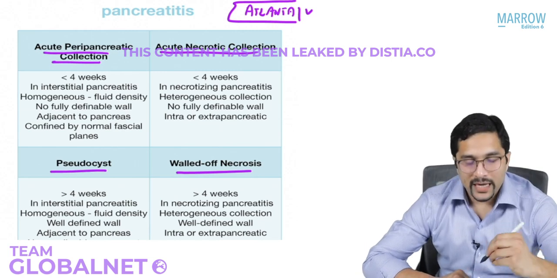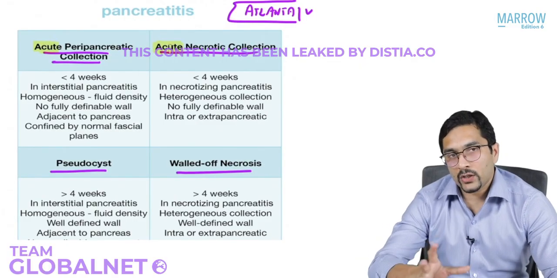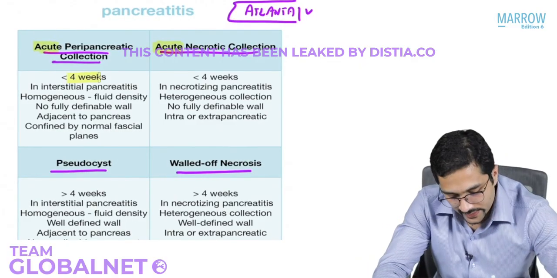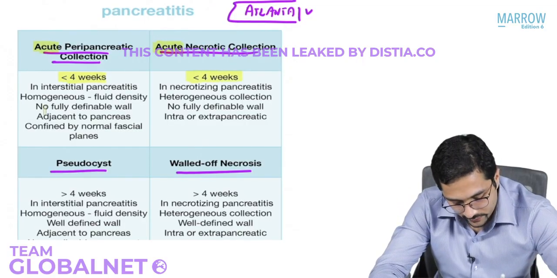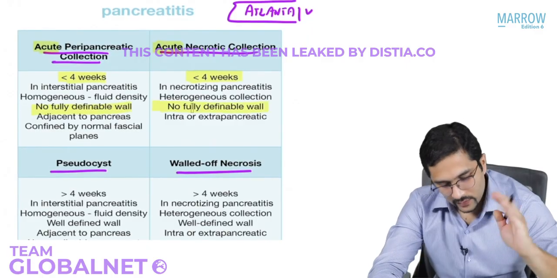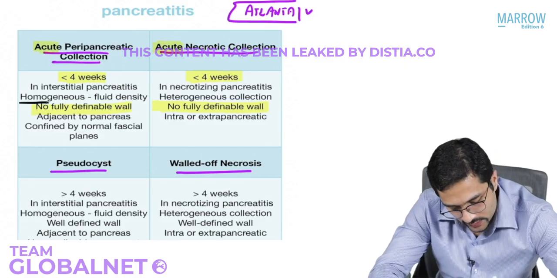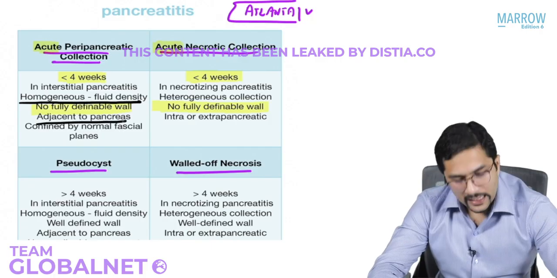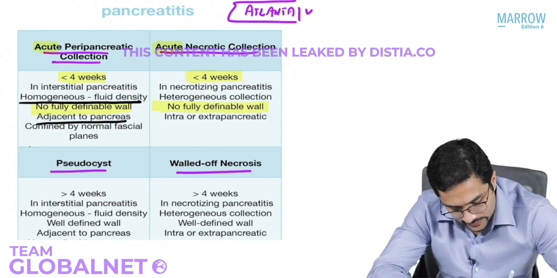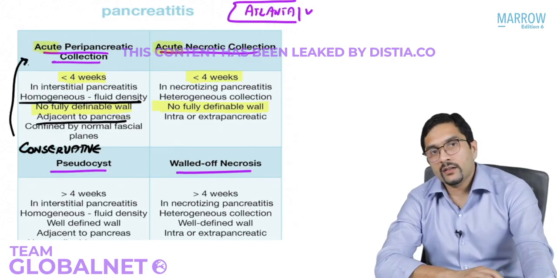Now, wherever the word acute is there, acute peripancreatic or acute necrotic, it is less than 4 weeks. And when it is less than 4 weeks, the wall is not fully defined. Okay. Now, peripancreatic collection will be homogeneous because there is no infection. It is usually adjacent to the pancreas and confined in the normal fascial planes. And these patients with just peripancreatic collections, I told you, we just do conservative management.